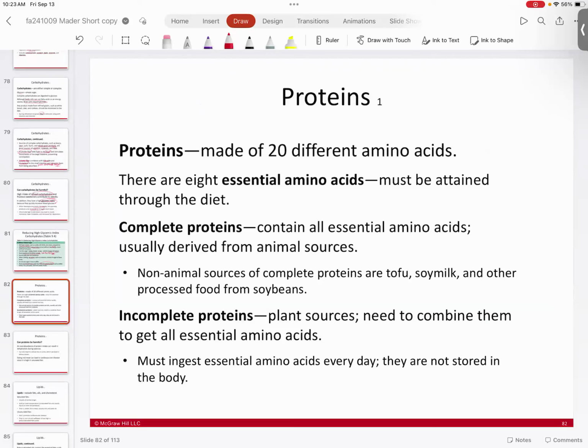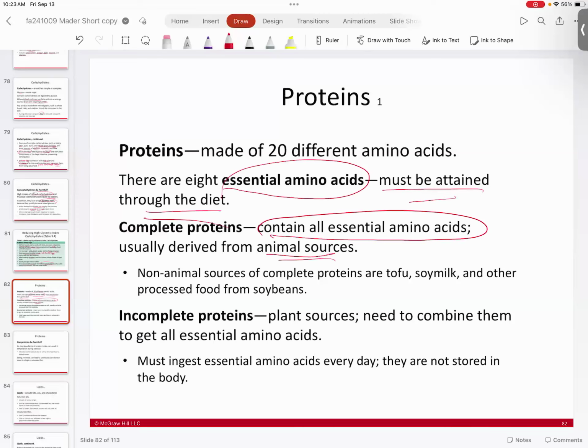So proteins is another one that we have. So we have essentially 20 different amino acids. There's 8 of them that are essential. That basically means that we can only get them through our diet. We can't make them. And so we have what's called complete proteins in our diet, which essentially contain all of our essential amino acids, all 8. Usually this comes from animal sources, so the vegans have to be careful with this. So if you have a non-animal source, for instance, the proteins, tofu, soy milk, and things like that, we can manufacture those or we can process those, and we can add the completion to that.